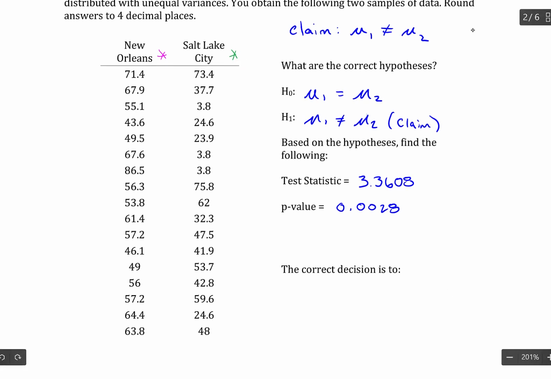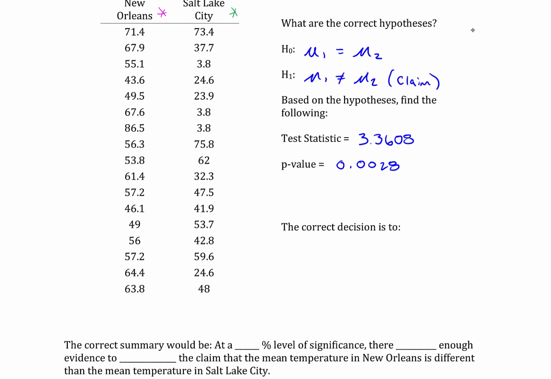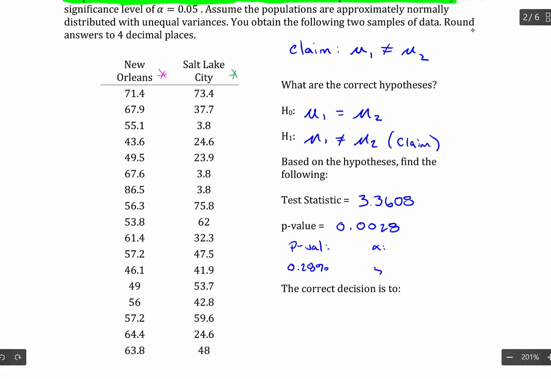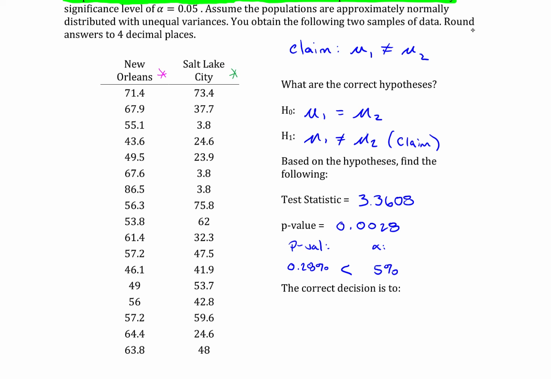Okay. And now we need to take that p-value, compare it to our level of significance. So the p-value is 0.28%. The level of significance was 0.05, which is 5%. So the p-value here is much less than the level of significance. And the rule is, if p is low, the null must go. So since that's the case, we reject the null hypothesis.